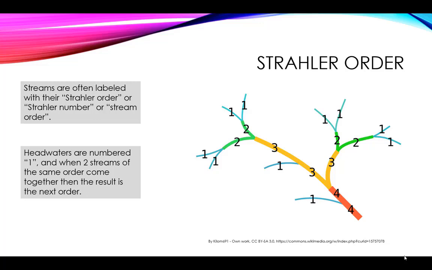The smaller headwater streams are given a number 1. Then whenever 2 streams with the same number come together, the resulting stream takes on the next highest number. As you go downstream, the stream order numbers get larger and larger. This is a good way to organize streams. The lower order streams, the headwaters, the 1s and the 2s, have different characteristics and different biota than the higher order streams.